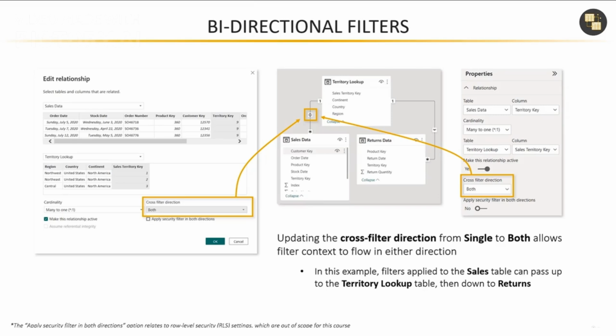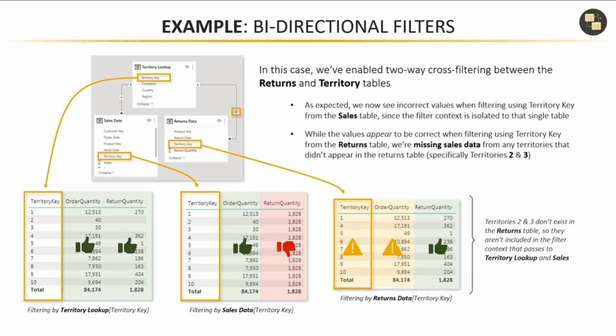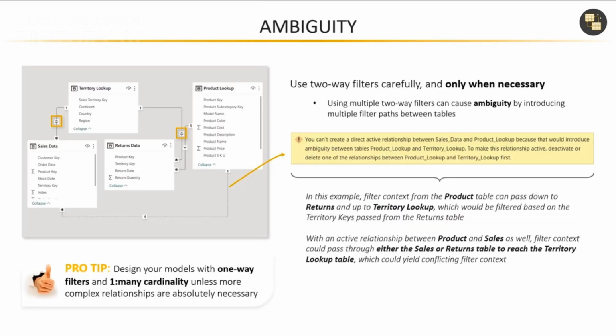Bidirectional filters allow filter context to flow in either direction, providing more flexibility in data analysis. With bidirectional filters, we can see correct values using the territory key from either table, enhancing data accuracy. Enabling two-way cross-filtering between returns and territory tables can reveal missing data, ensuring comprehensive data analysis. Use two-way filters carefully to avoid ambiguity. One-to-many cardinality is preferred for simpler and more accurate data models.